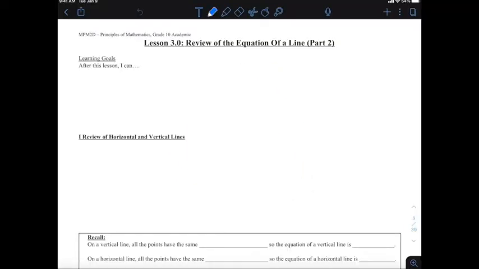Hi everyone, this is lesson 3.0, which is a review of equations of lines, and this is part 2. We've already talked about equations of lines in systems of equations where we learned to graph, but after this lesson, you should be able to determine equations of graphs of lines using various pieces of info.